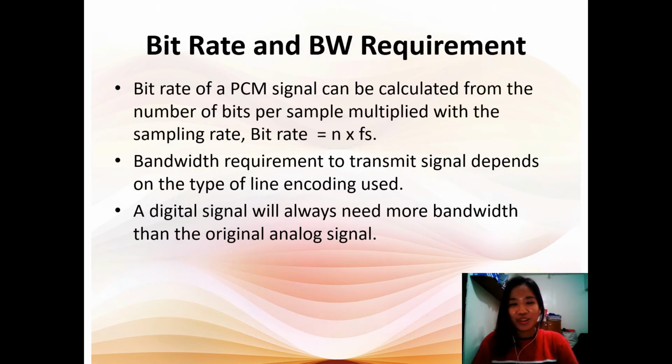Another term that we should know about are bitrate and bandwidth requirement. Bitrate of a PCM signal can be calculated from the number of bits per sample multiplied with the sampling rate, or n times fs. Bandwidth requirement to transmit signal depends on the type of line encoding used. A digital signal will always need more bandwidth than the original analog signal.